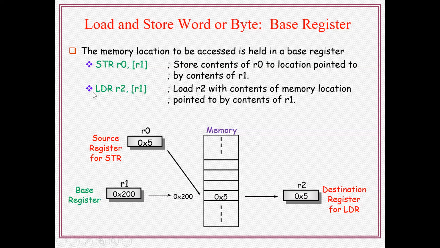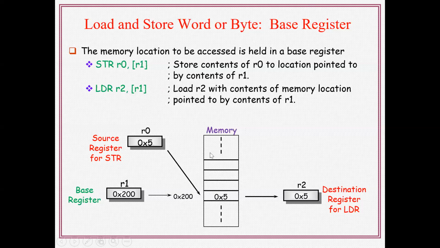Next one is LDR. In store, the first operand is the source and the second operand is the destination. Whereas in load register, the first operand is the destination register and the second operand is the source register. So here, load R2 with the contents of the memory location pointed to by the contents of the R1 register.